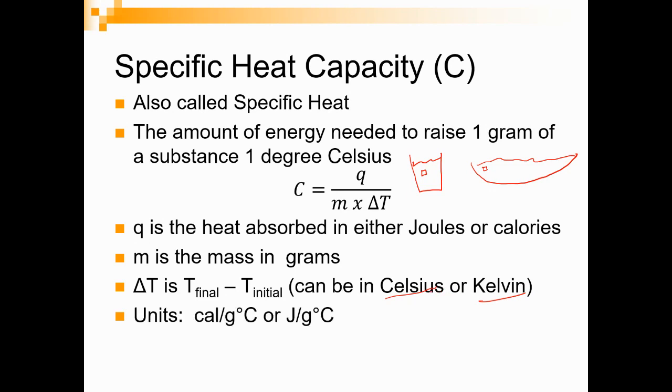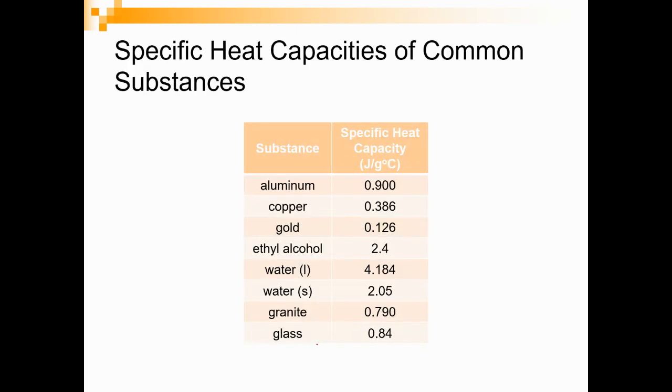So the units of specific heat are heat over mass over temperature, so calories per gram degree Celsius or joules per gram degree Celsius. It just depends on what unit you use for Q. We will typically use joules, but you can use calories also. So joules per gram degree Celsius. How many joules are required to raise 1 gram of a substance 1 degree Celsius? That's what this unit means.